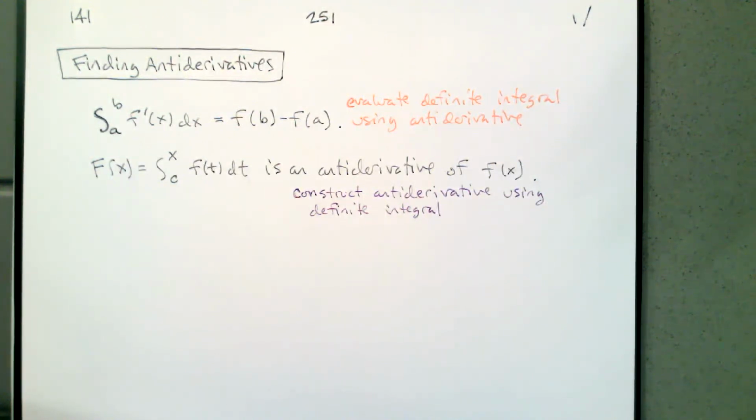The second part says we can do this in the other direction as well. We can construct an antiderivative using the definite integral. This is really useful because definite integrals are just area. We can approximate definite integrals by approximating area, and we can do this as long as we have a continuous function to any degree of accuracy that we want.